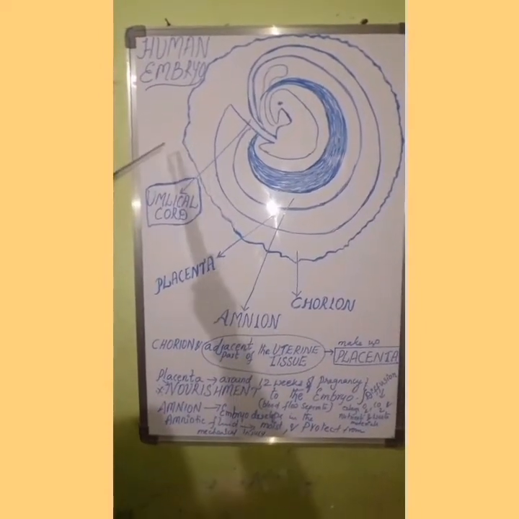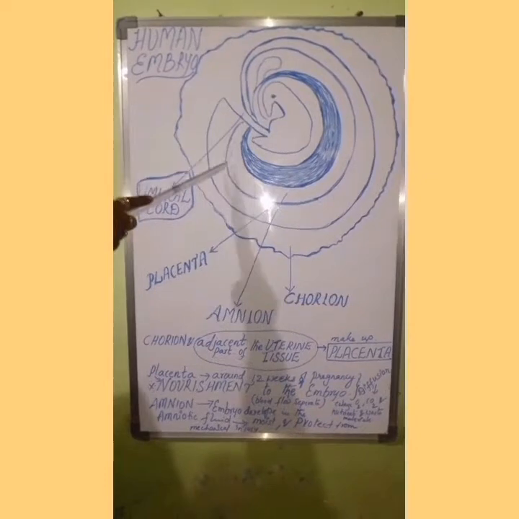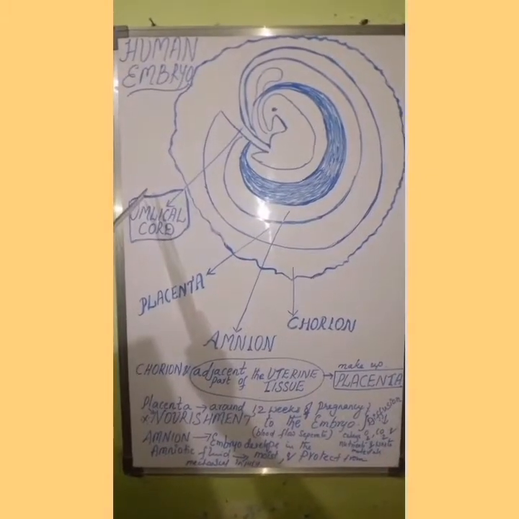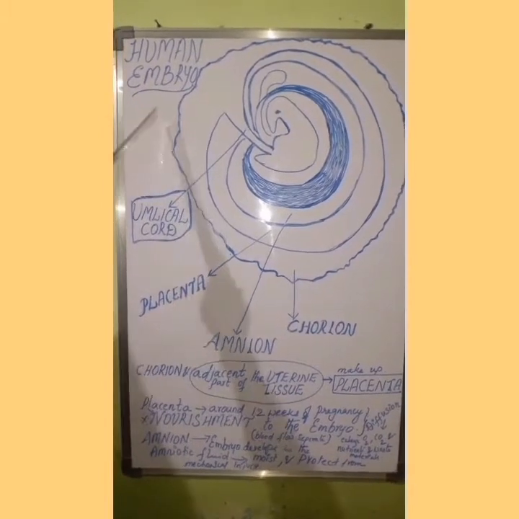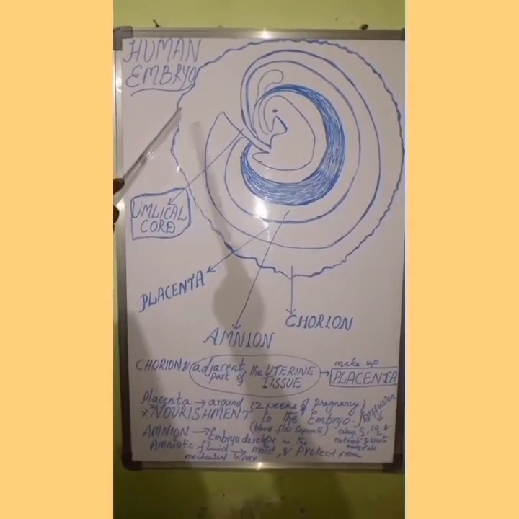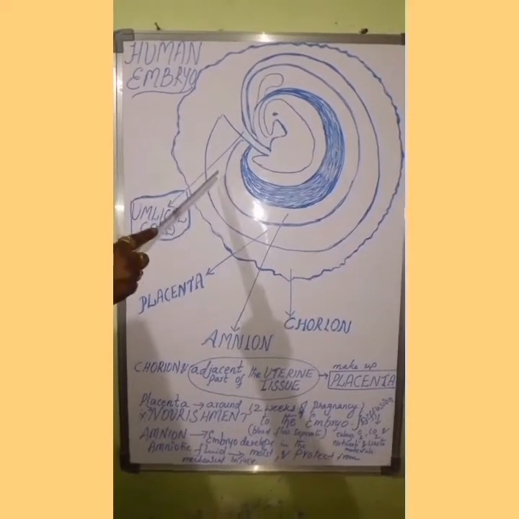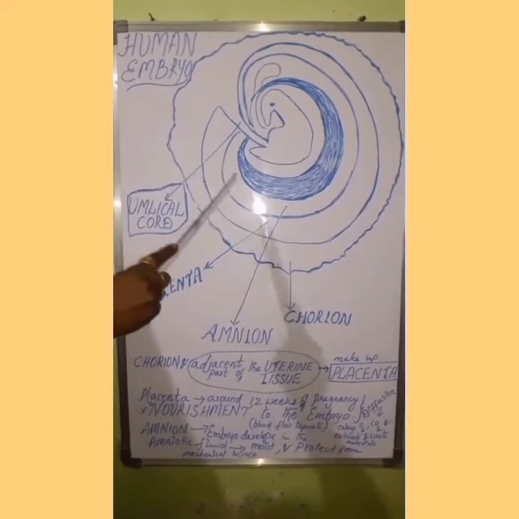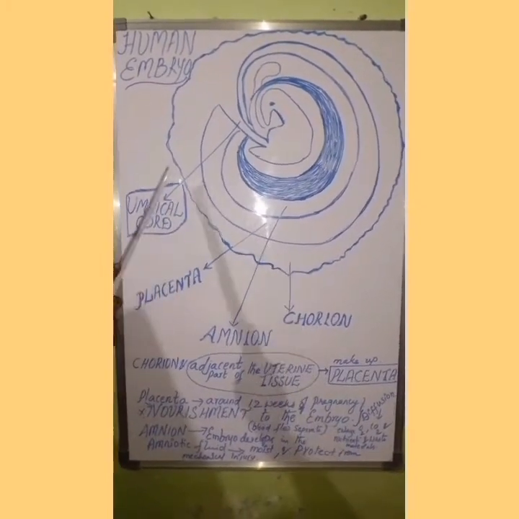Today's topic is about the human embryo. So now let us see this diagram of the human embryo. We have seen that there are membranous structures. These membranous structures are chorion, amnion, allantois and yolk sac.